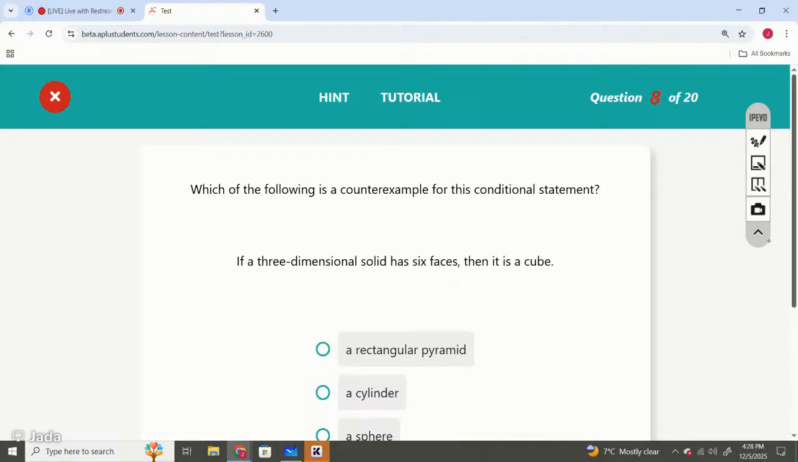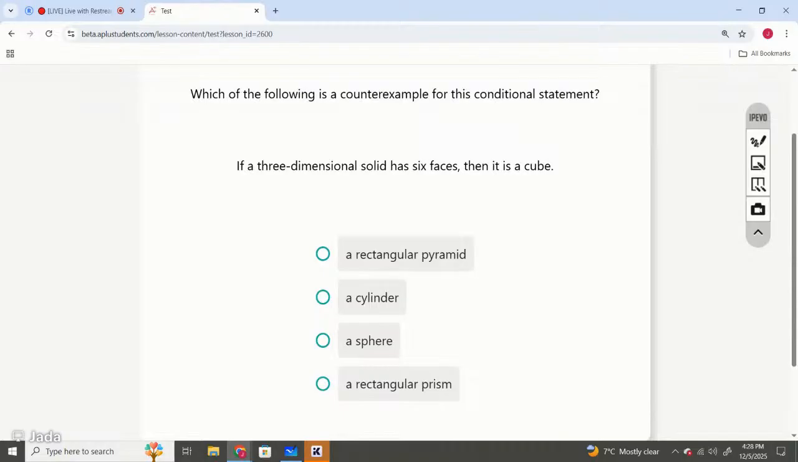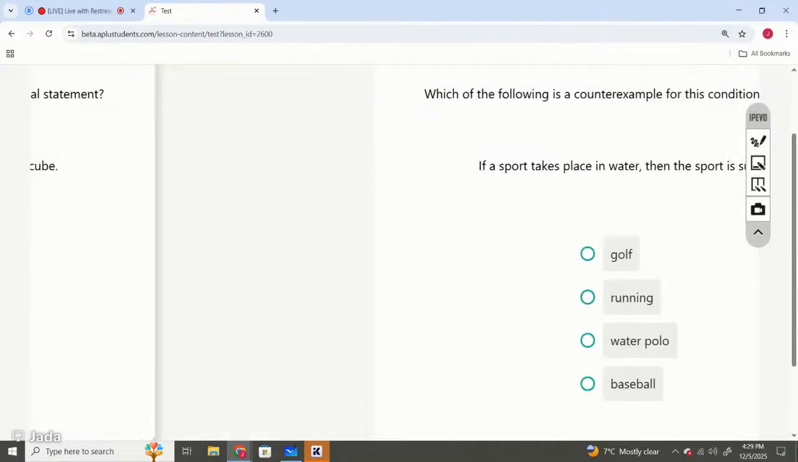Which of the following is a counter example for this conditional statement? If a three-dimensional solid has six faces, then it is a cube. So, which is the correct option? That is a rectangular prism. Option number four is the correct option.